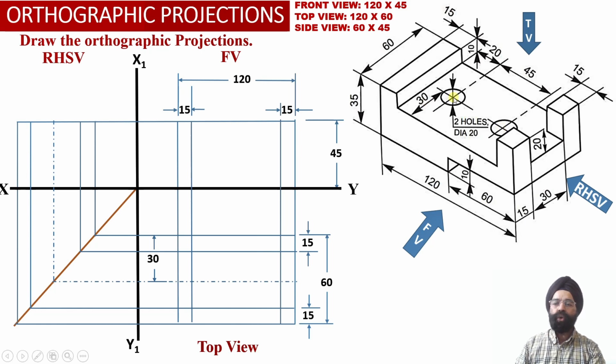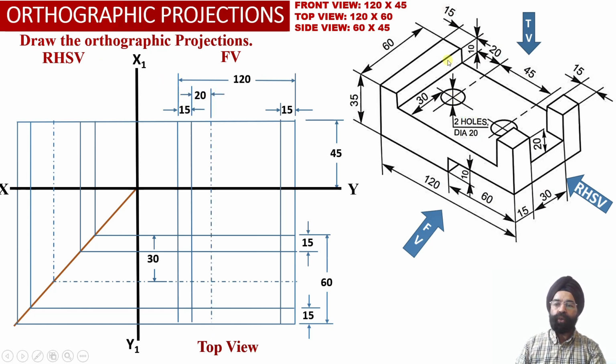So now let us locate the center of these holes into the front view projections as well. So now we know that from the left hand side face, this web width will be equal to 15 millimeter. Now from this vertical face of the web which is existing over here, if we move 20 millimeter towards the right hand side, then we will find that the center of the first hole will be located over here.